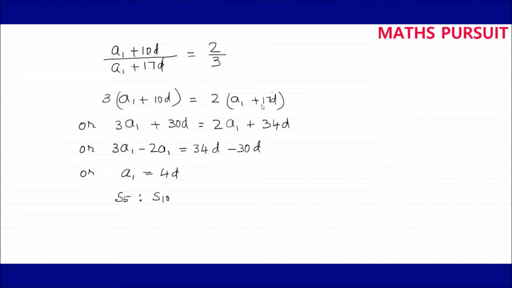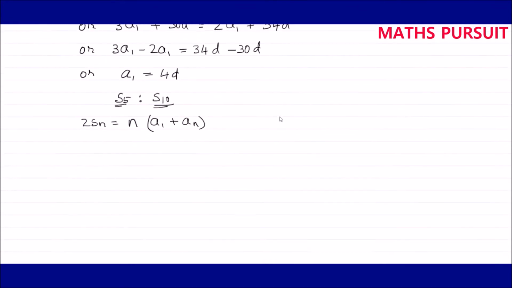And guys, we know that in arithmetic progression, the sum is given by 2Sn is equal to n into (A1 plus An). This is the formula that we use to calculate the sum of the arithmetic progression. So this is what we are doing here. Now let us focus on this. S5 we have here and S10 we have here. Now looking at those two things, let's see.